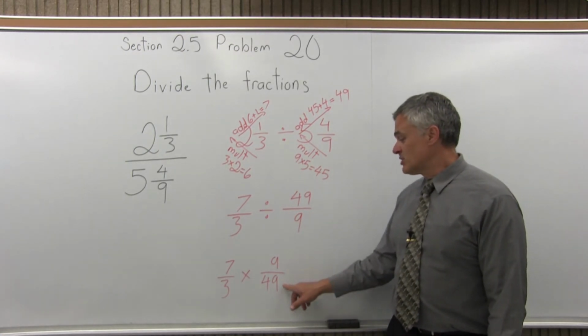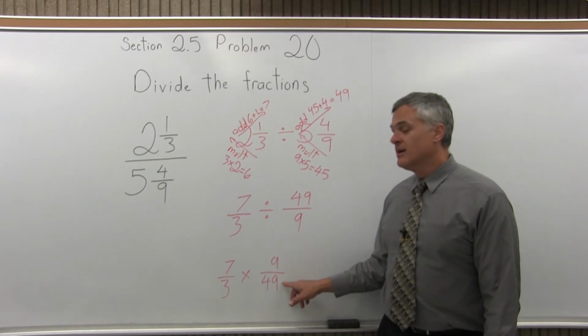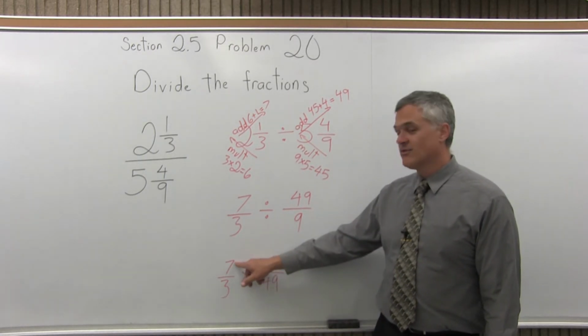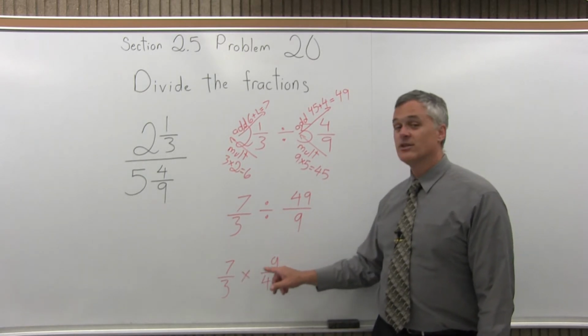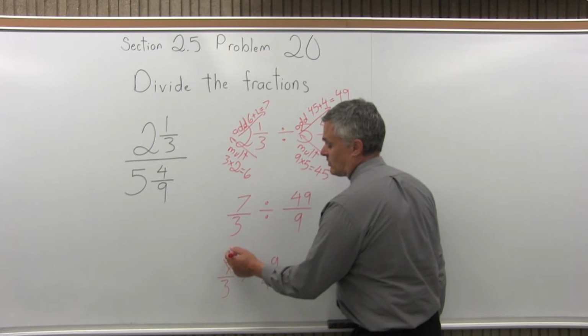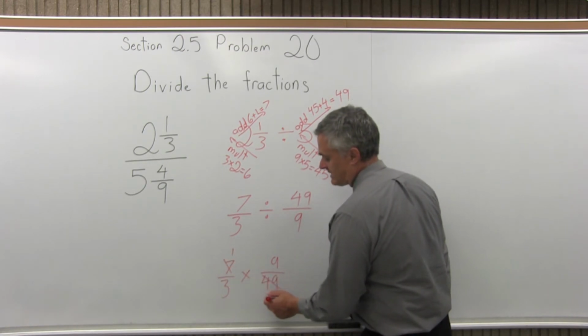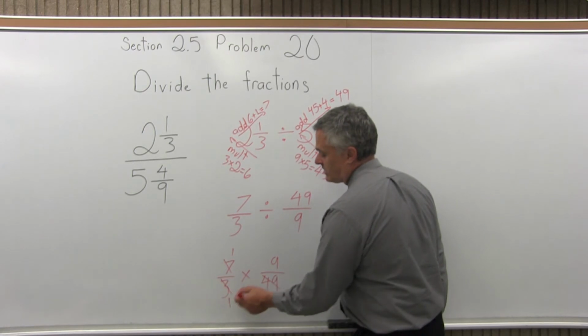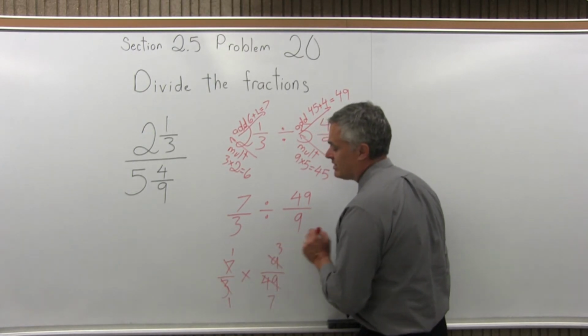Looking at this, especially where the numbers are somewhat big, it's in my best interest to pre-reduce this. Notice the 49 and the 7 reduce nicely. The 9 and the 3 reduce nicely. So let me go ahead and do that. 7 goes into 7 once. 7 goes into 49 7 times. And the 3 goes into 3 once, 3 goes into 9 3 times.